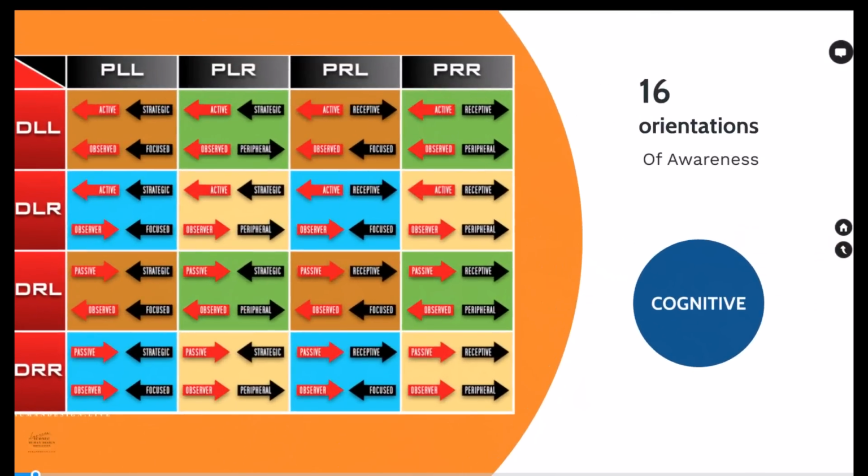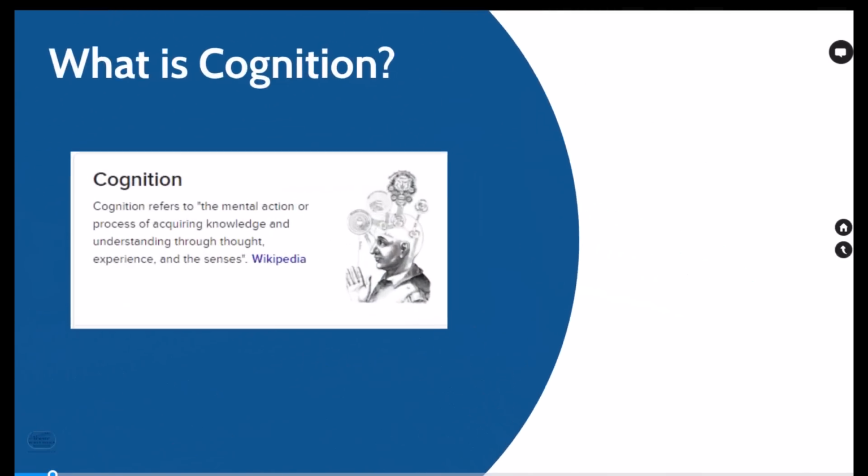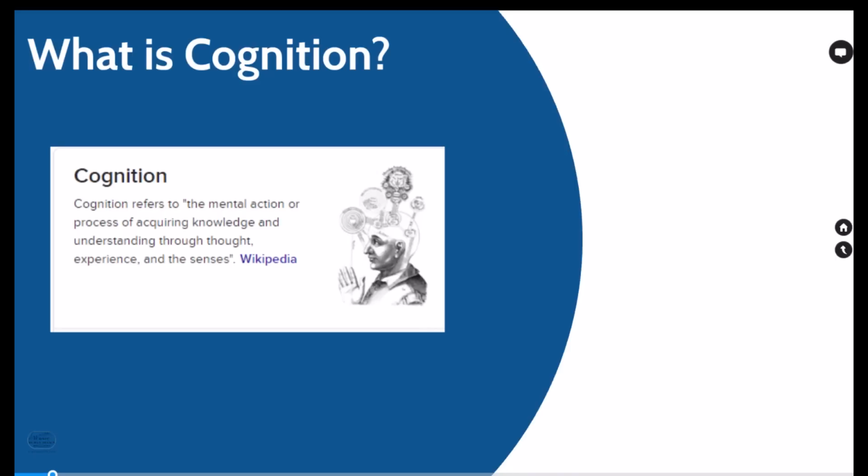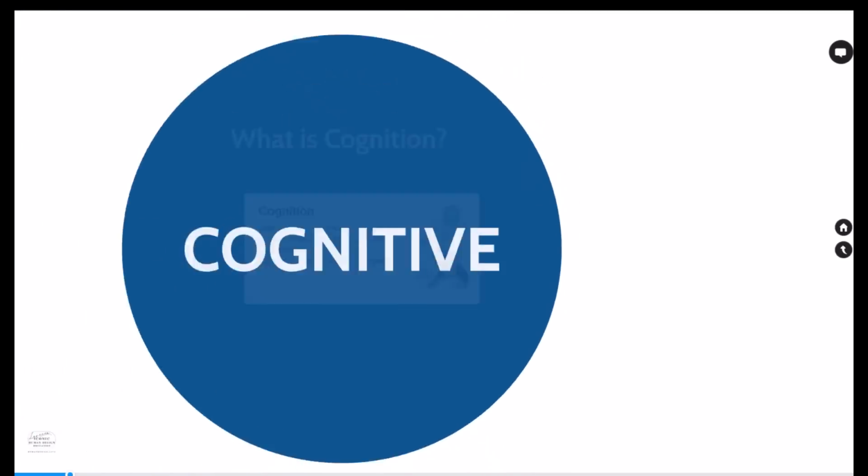And the 16 different orientations of awareness, Ra would call it different ways or paths of enlightenment. They are about our cognitive differentiation. Now, cognitive is underneath the surface. Cognition refers to the mental action or process of acquiring knowledge and understanding through thought, experience, and the senses, according to Wikipedia. So we're talking about your sensory capacity to be different.